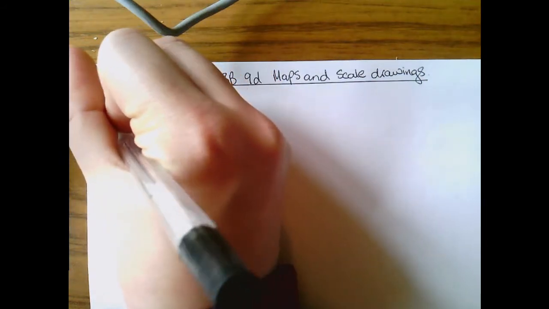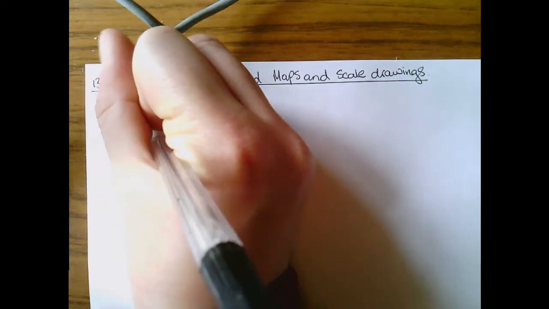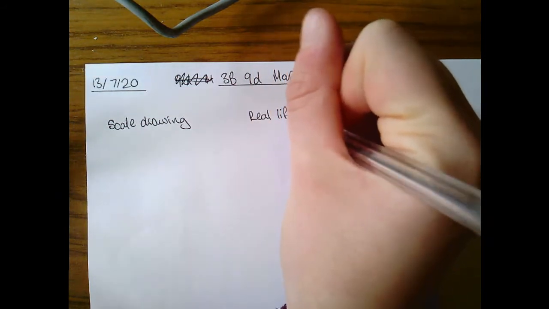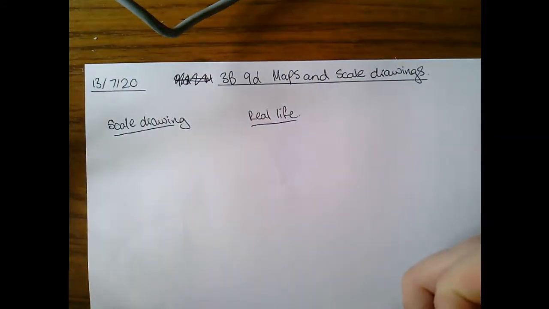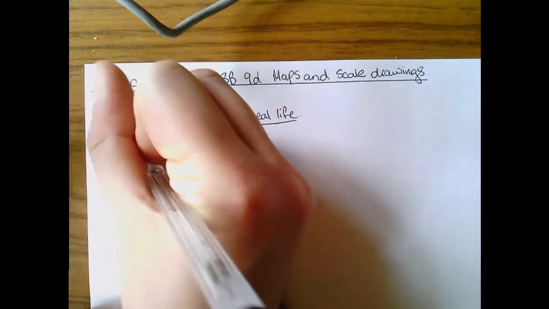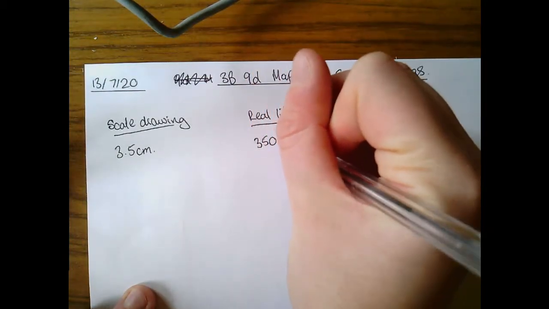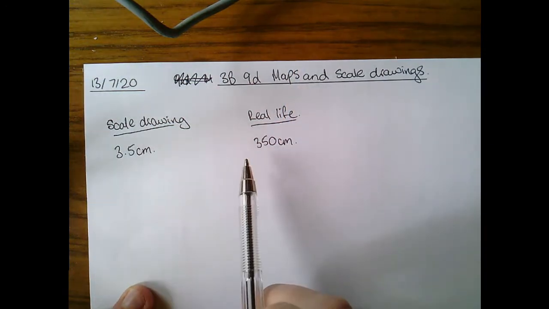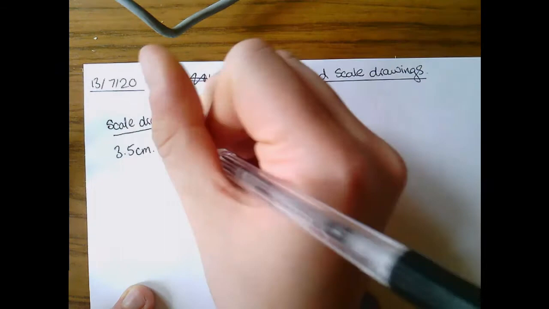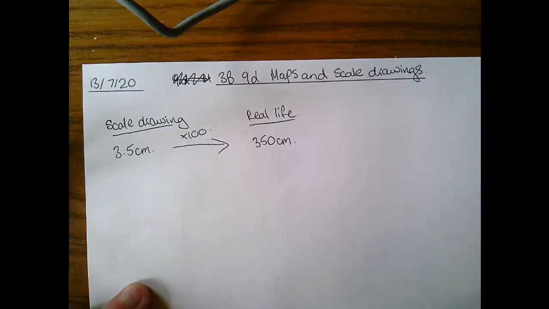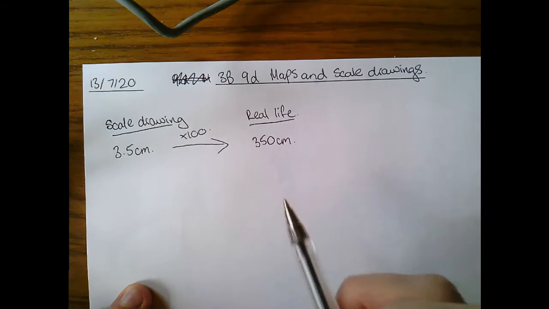So this shows you that for your scale drawing, and then you also have your real life. If you start with your scale drawing, in the textbook it's 3.5 centimeters, and in real life that's 350 centimeters. So how have you got from there to there? Well, you've multiplied it by 100. To get from 3.5 to 350, you multiply by 100.